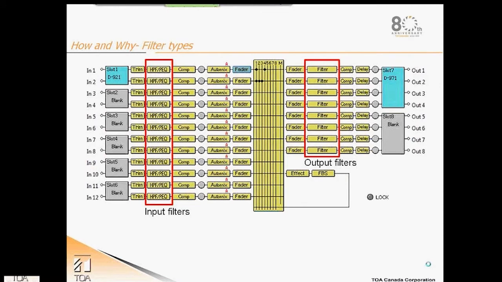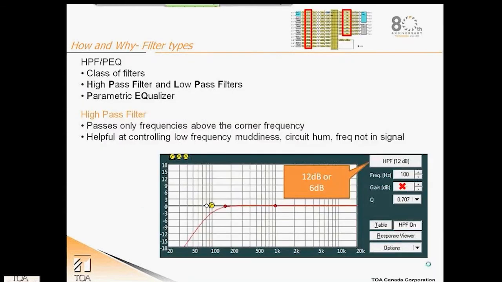Now that we have some of the terminology understood, let's now look at the specific filters that apply this terminology and where they are located in a typical signal path. The high-low pass and the PEQ filters are available at the inputs and outputs. The first ones we'll look at are the high-pass and low-pass filters.